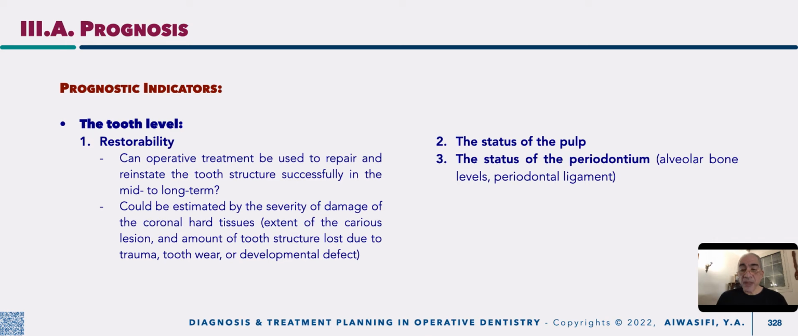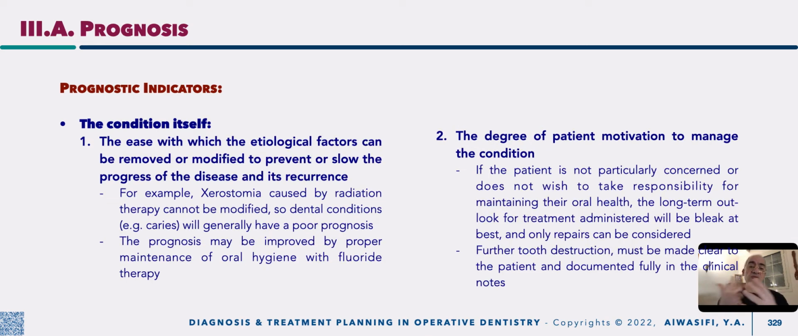Then comes the condition itself as a whole: how easily the etiological factors can be removed or modified to prevent or slow the progress of the disease and its recurrence. Let me give you an example. If the patient has xerostomia, dry mouth, is this xerostomia due to medication, a localized condition, or radio or chemotherapy?